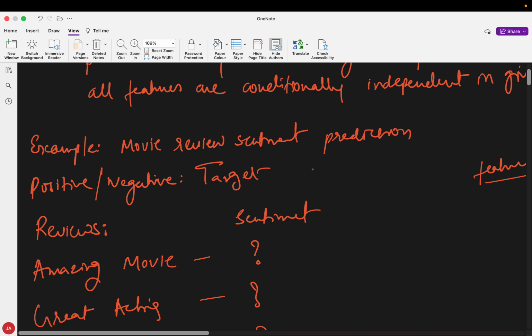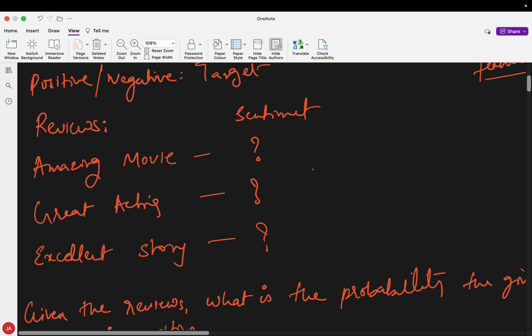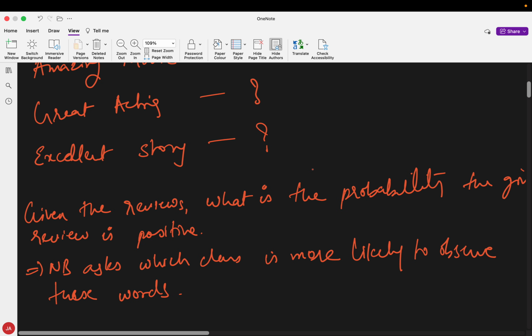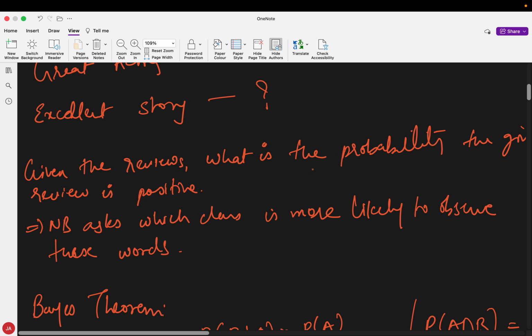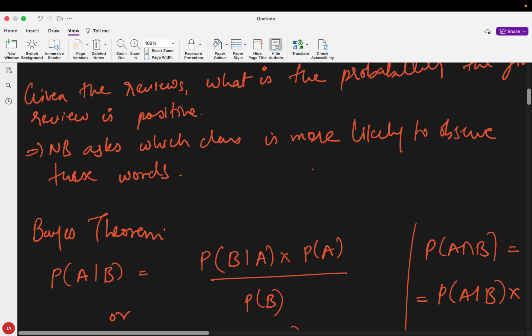Let me walk through an example: movie review sentiment prediction, positive or negative, right? So I have some reviews here. Amazing movie, great acting, excellent story. My model needs to predict the sentiment. So how will my model predict the sentiment given the reviews? What is the probability that the given review is positive? Naive Bayes asks which class is more likely to contain this word.